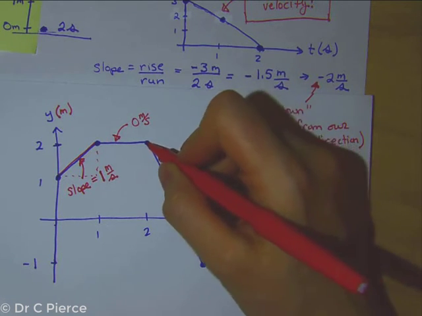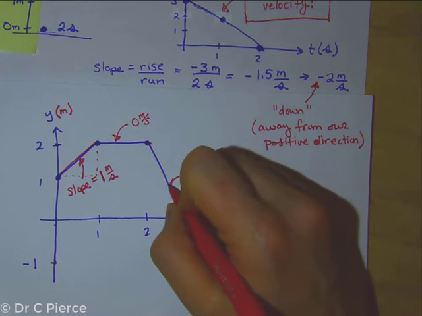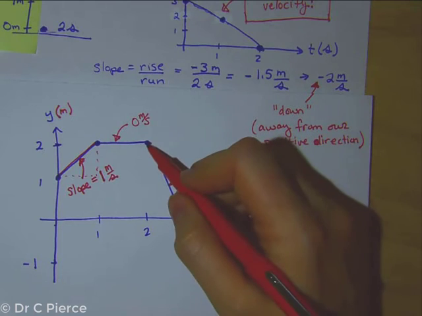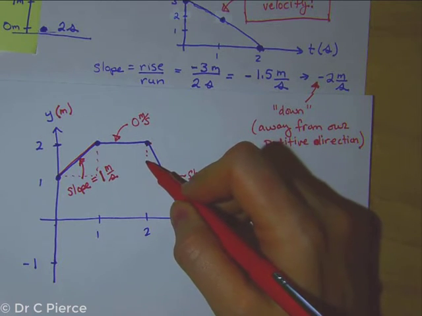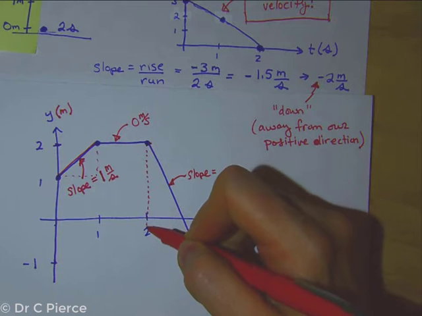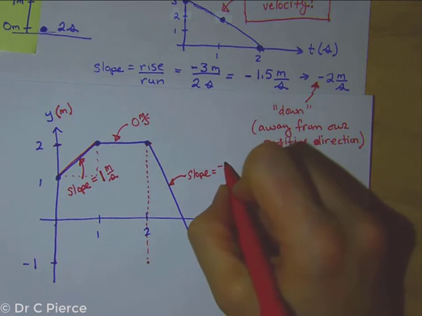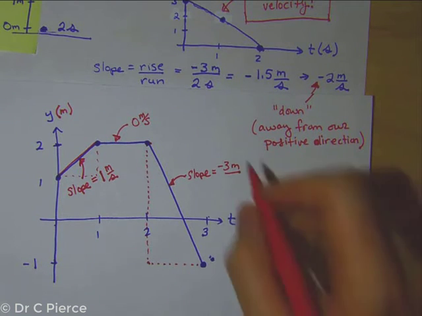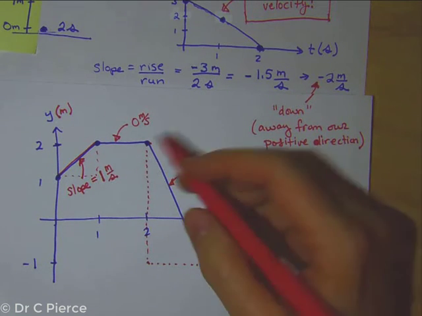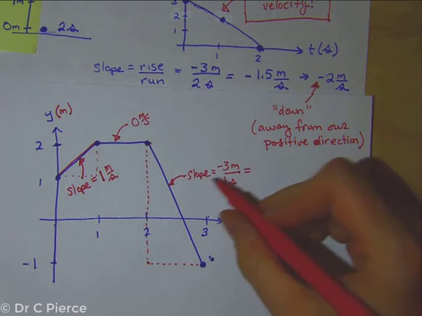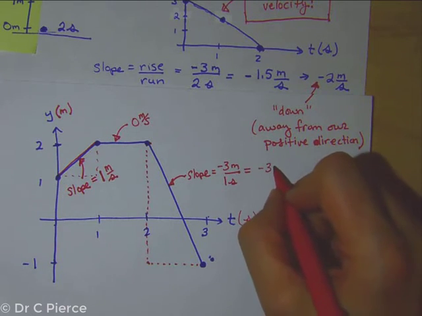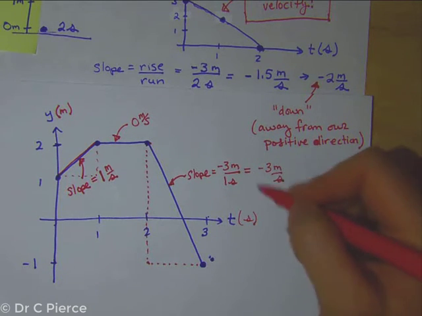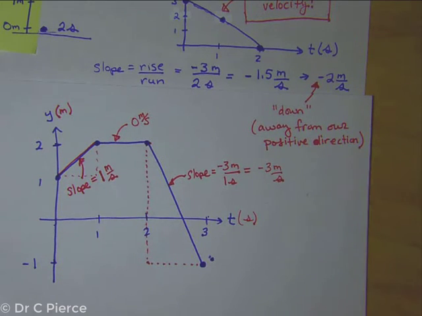And then from time 2 to time 3, its slope. The rise was actually a fall, really. It fell down 3 meters, so we'll say -3 meters. And the run on the graph was 1 second. So from 2 to 3 seconds, its slope was -3 meters per second. So its velocity was -3 meters per second.